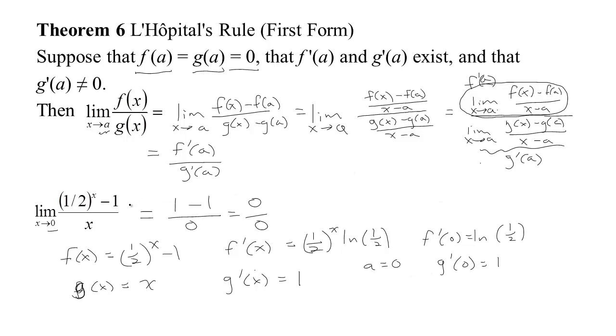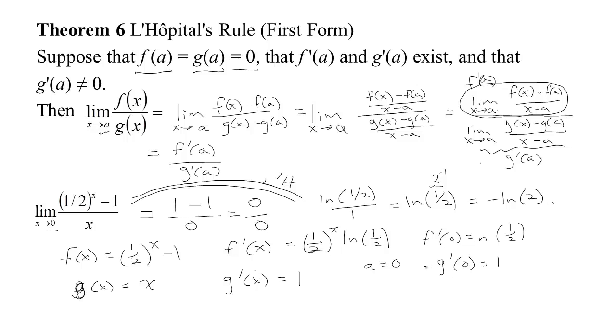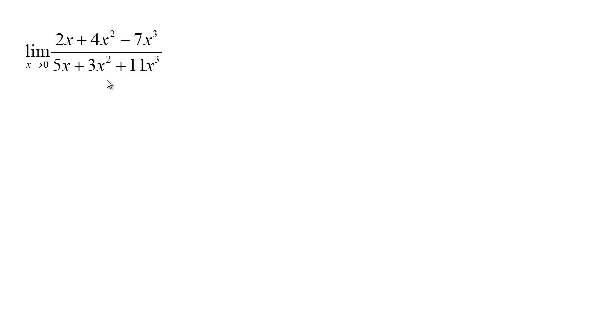So what this rule tells me, it's called L'Hopital's rule, says that that limit that was 0 over 0 is actually the natural log of 1/2 over 1, which is the natural log of 1/2, or if you like, since 1/2 is 2 to the negative 1, I could use the property of logs that lets exponents come down in front. So we have the negative natural log of 2 as the limit there. Let's do another example. In this case, we have x tending to 0.